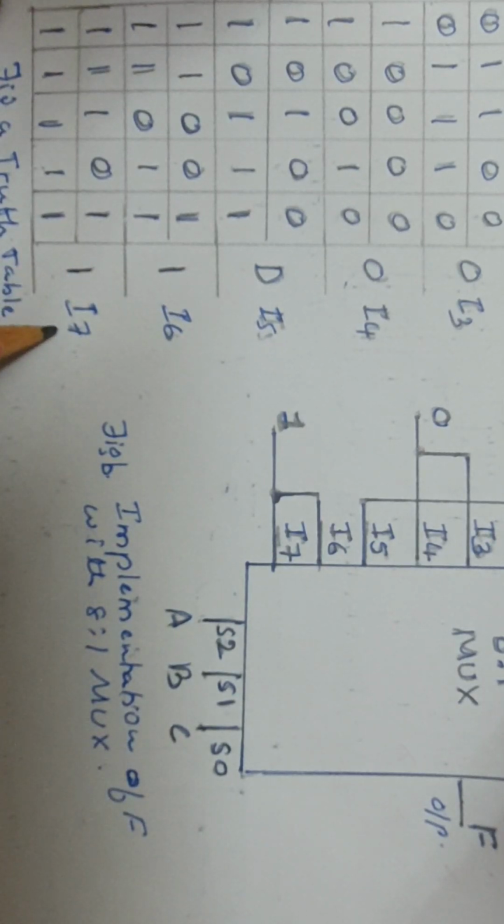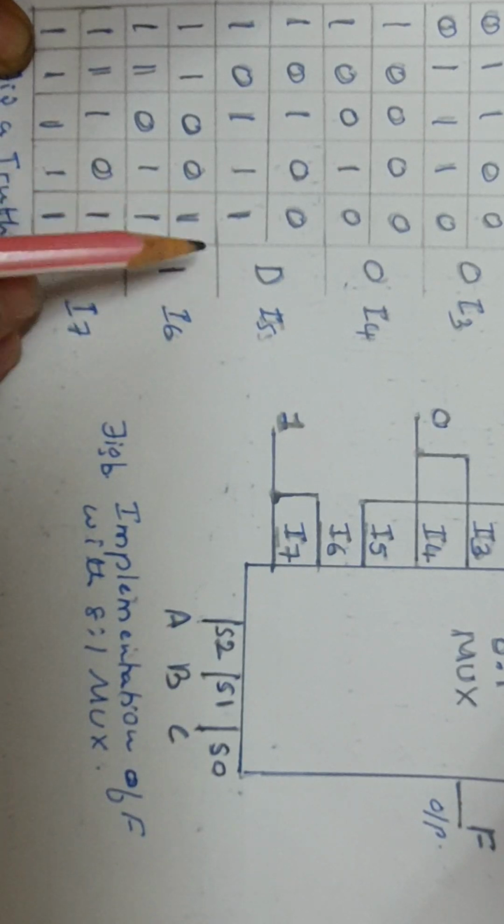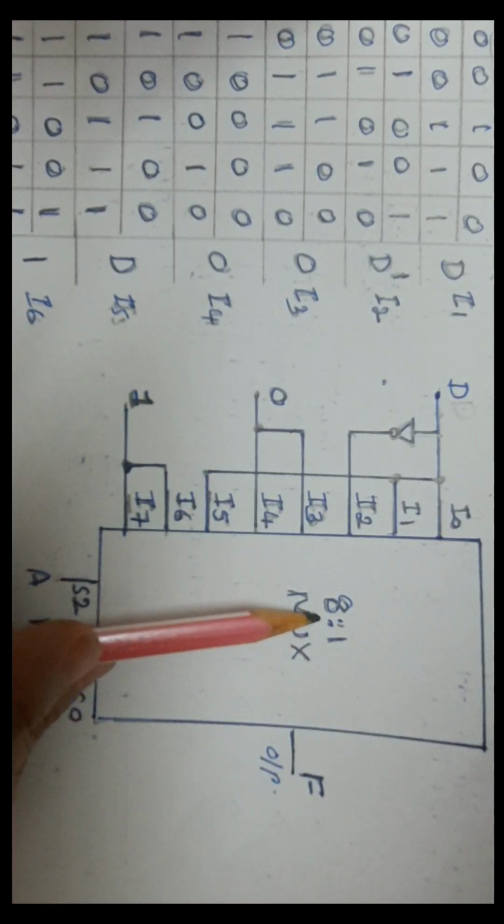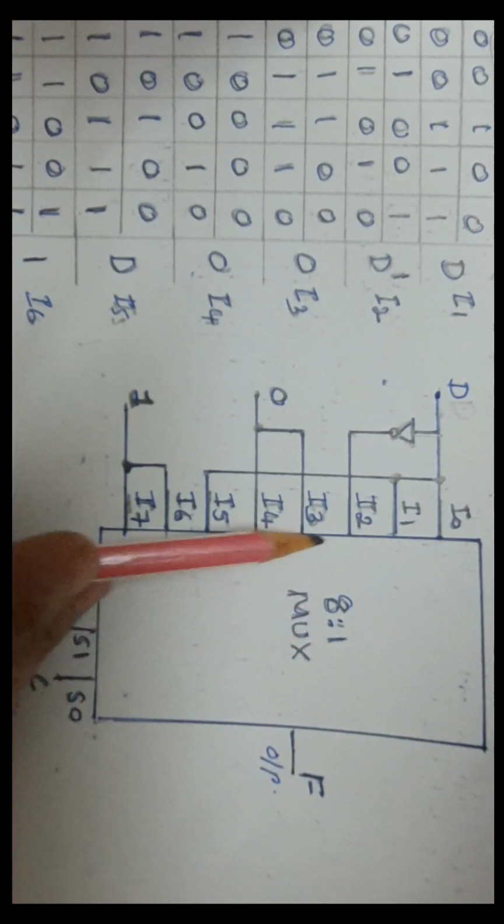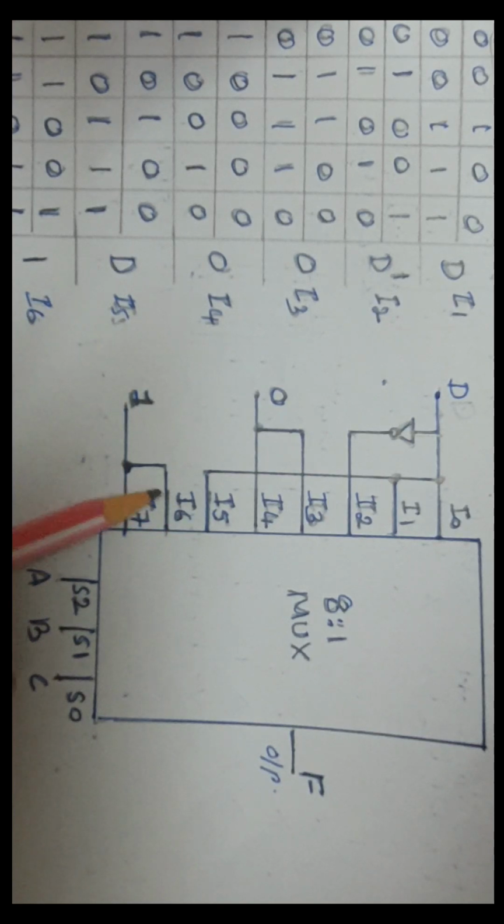So I0 to I7, 8 input lines of the mux, in terms of the input variable D. And this is the implementation of the given function F using an 8 is to 1 mux. An 8 is to 1 mux will have 8 input lines, I0 to I7, and one output line, that is F. To select any one out of 8, 3 selection lines will be there: S0, which is the LSB, then S1, S2. These are taken as A, B, C, the 3 input variables in the function. S2 is the MSB, taken as A, here B, this is C.